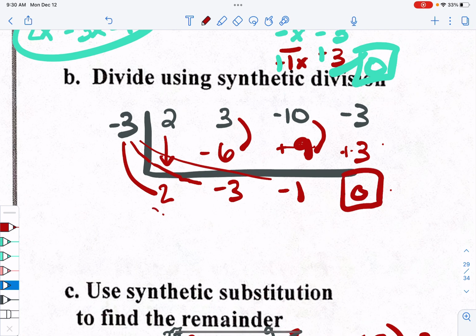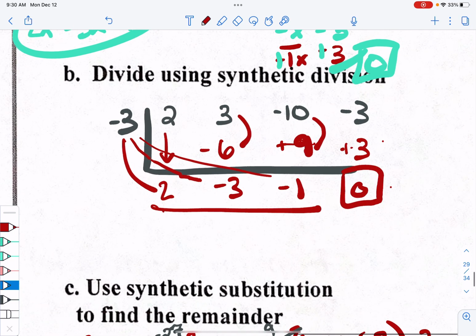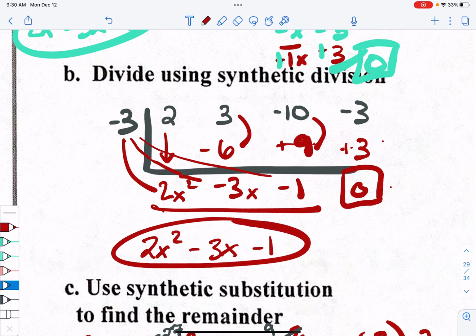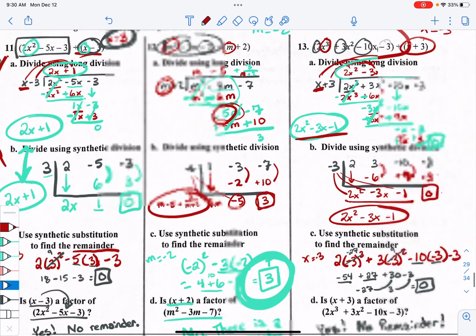Okay. All right, then I start this. It was x to the third divided by an x, so this guy will be x squared. This guy will have an x, and that won't have anything. So just 2x squared minus 3x minus 1. Let's check that with the top one. 2x squared minus 3x minus 1. Perfect. Okay, all done. Look at all that work.